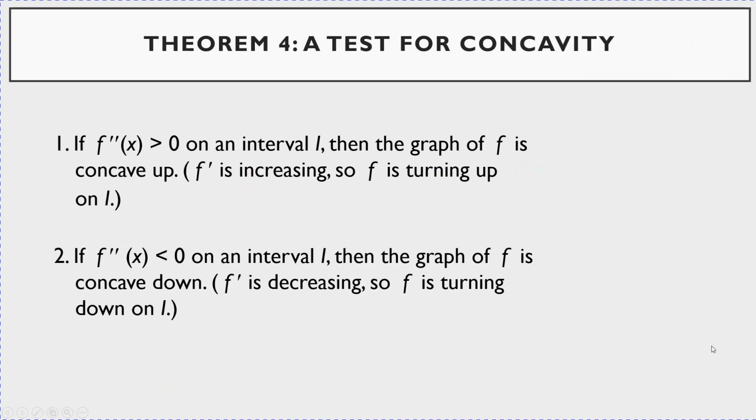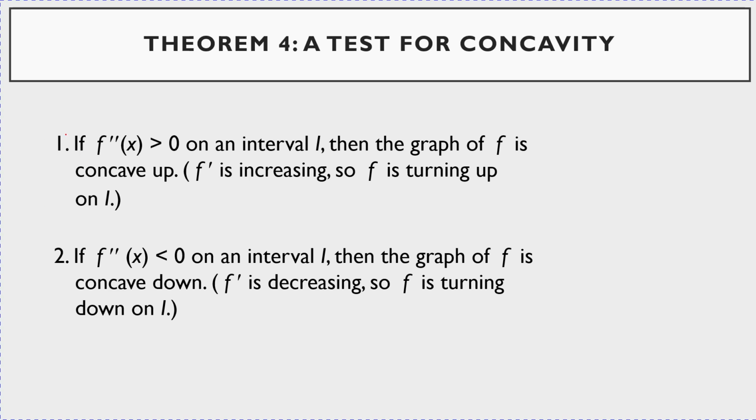So to find a test of concavity, it's a lot like the first derivative test from the previous section, where we used the sign of the first derivative to find intervals of increasing and decreasing. We can use the sign of the second derivative to figure out on what intervals the graph is concave upward or downward. If f double prime of x is greater than 0 on an interval I, then the graph of f is concave upward. So f prime is increasing, and f is turning up on the interval.